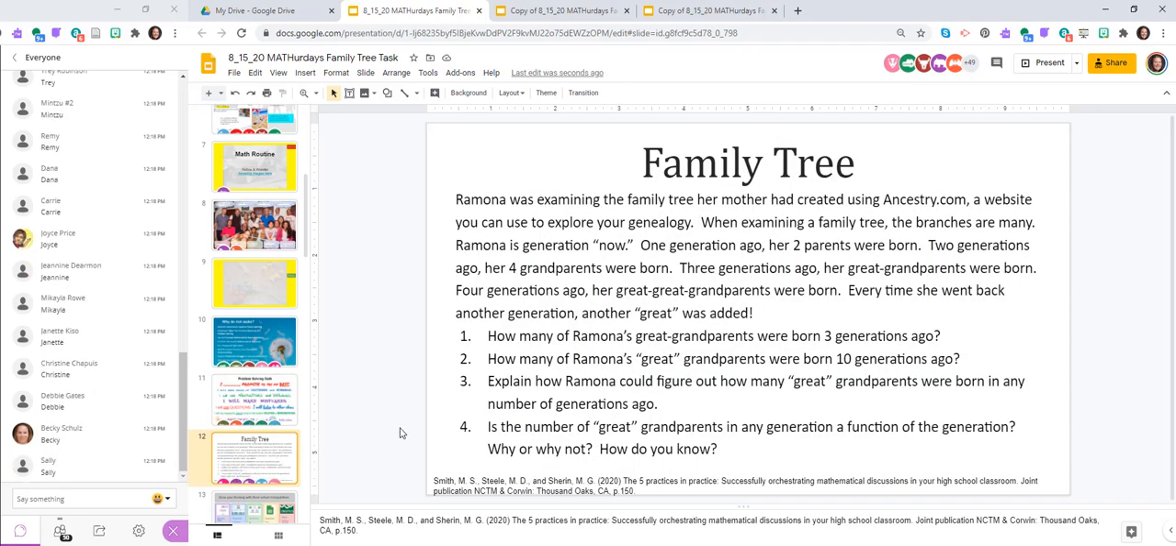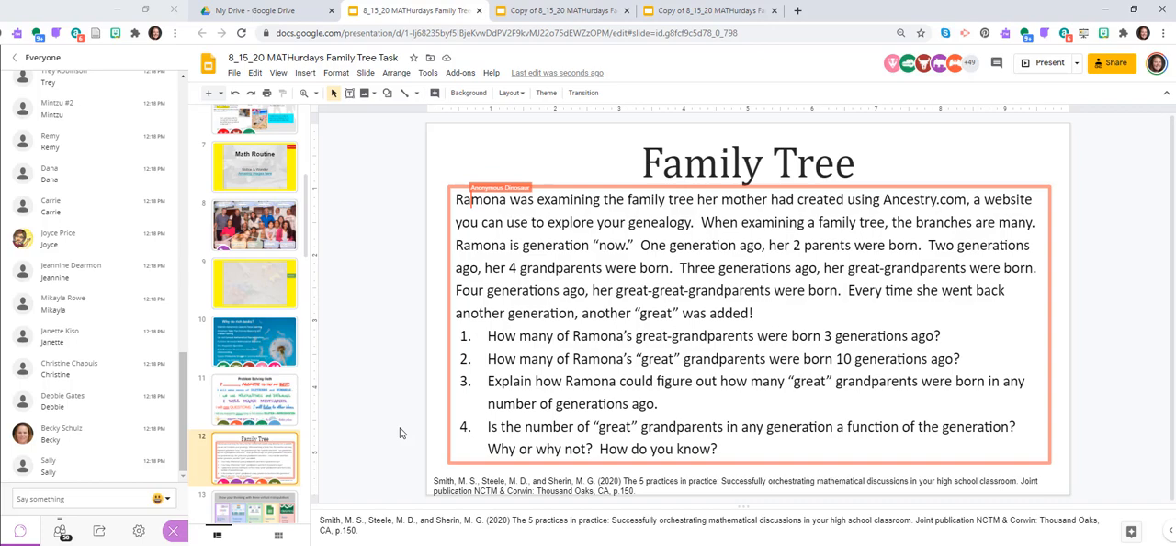Our task today comes out of the new Smith, Steele, and Sharon book, The 5 Practices in Practice. It is a high school problem, but I think a lot of even our elementary teachers can see ways that we could modify the problem to make it very accessible in terms of growing patterns for children to look at.